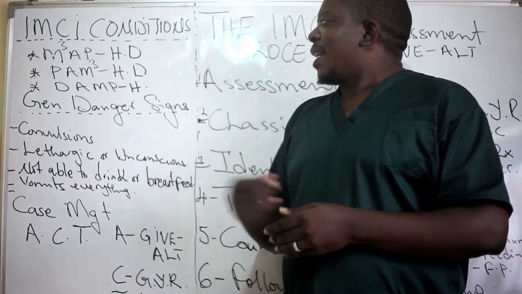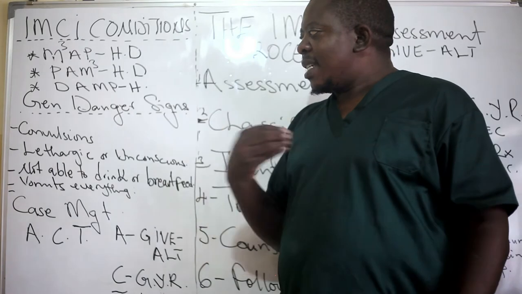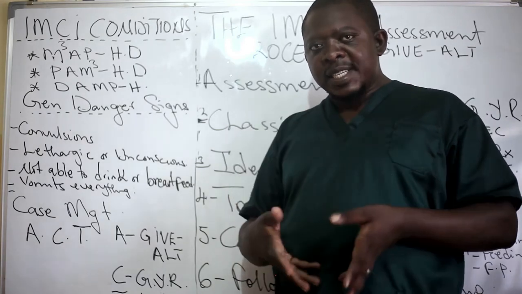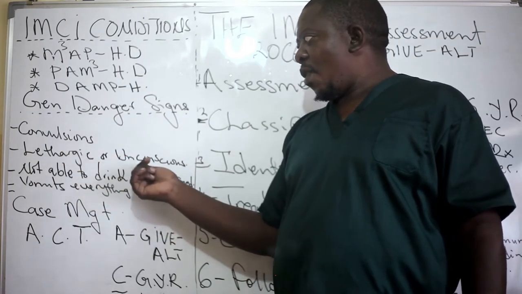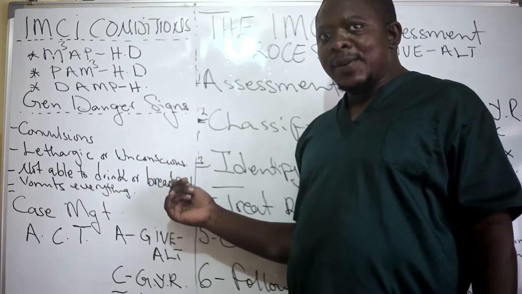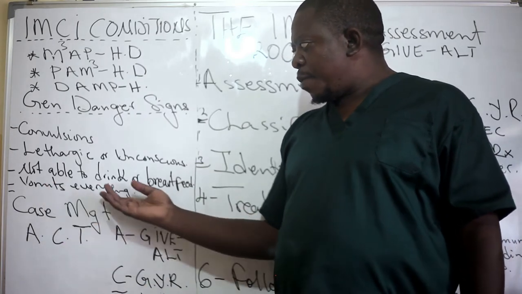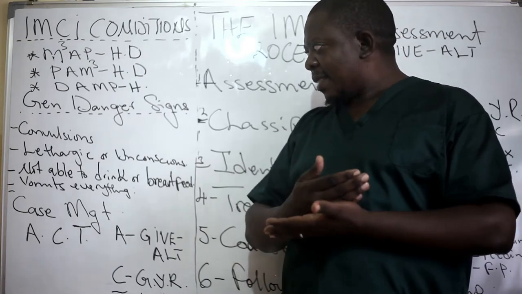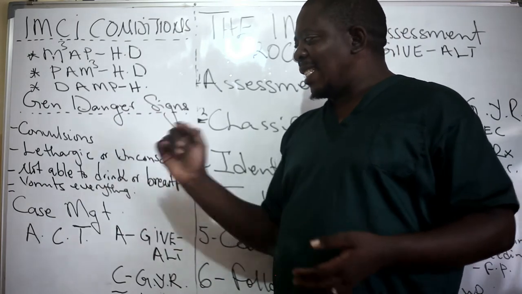What are the general danger signs that you have to look out for in children below 5 years according to IMCI? The first is convulsion. You have to see if the baby is convulsing now or there is a history of convulsing. Then you can check if the child is lethargic or unconscious. You can also check if the child is not able to drink or breastfeed, or has stopped feeding. Then you can check if the child vomits everything. So the general danger signs according to IMCI are convulsion, lethargic or unconscious, not able to drink or breastfeed, and vomiting everything.